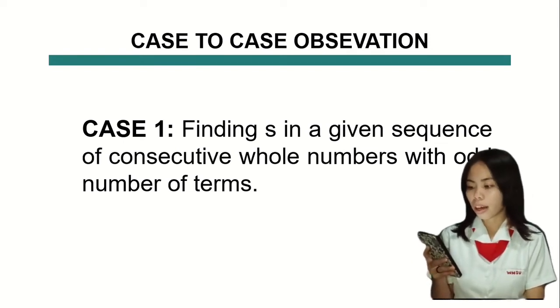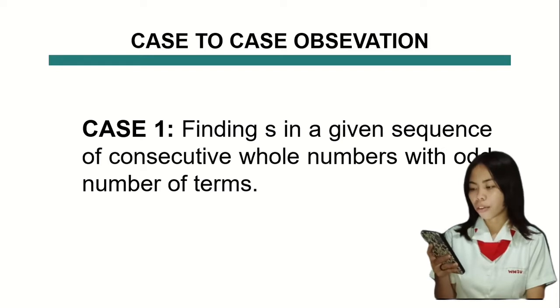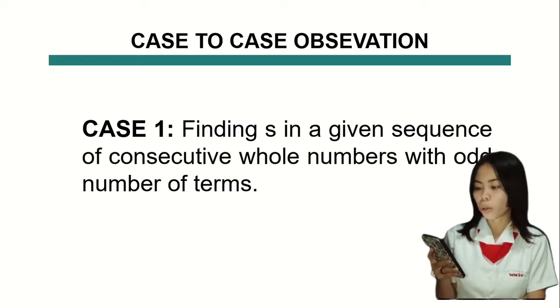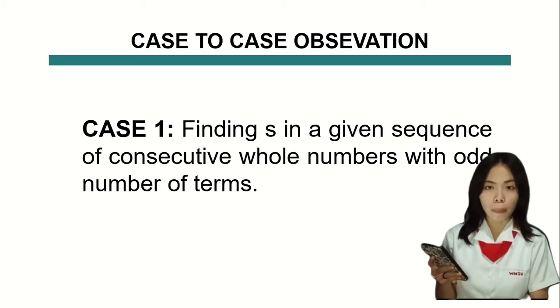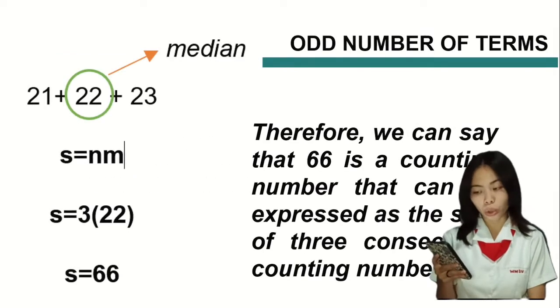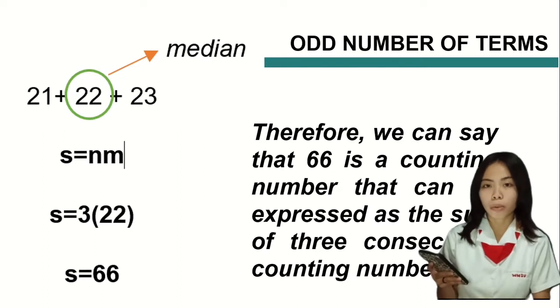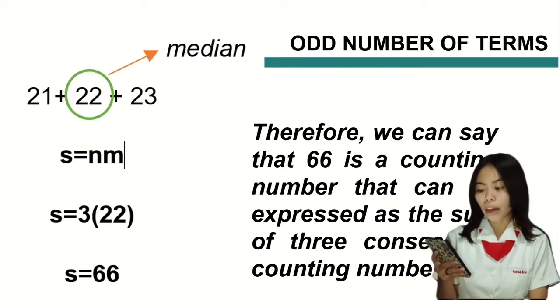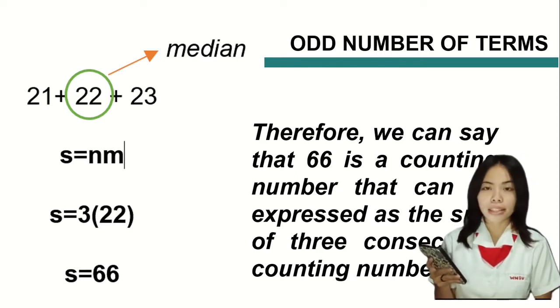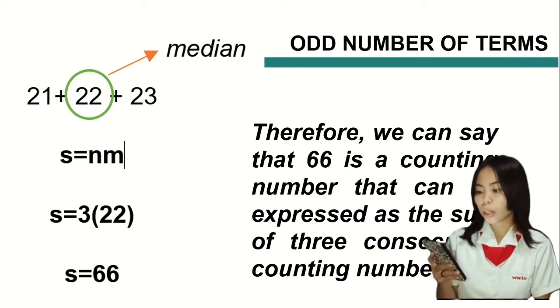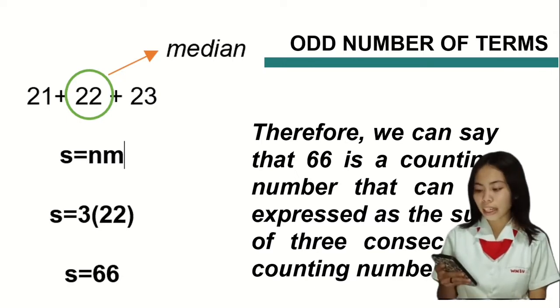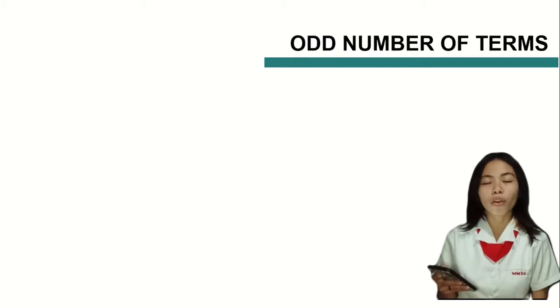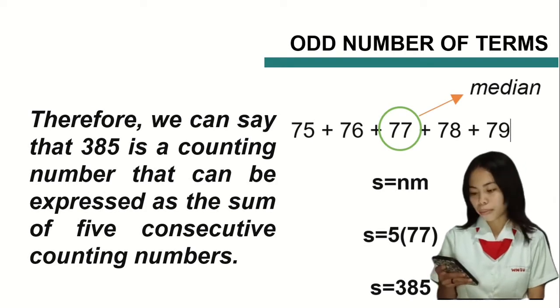The given terms are 21 plus 22 plus 23. The median is the middle number, so the middle number is 22. So we are going to distribute the following values. Our N is 3 multiplied by 22, because 22 is the median, and it results in 66. Therefore, we can say that 66 can be expressed as the sum of consecutive counting numbers.